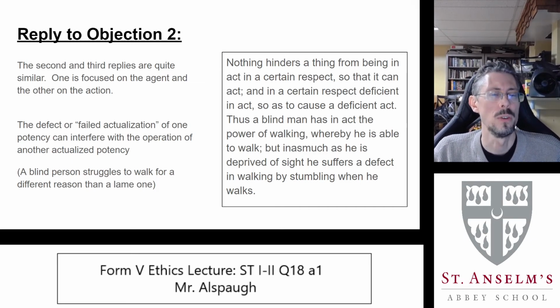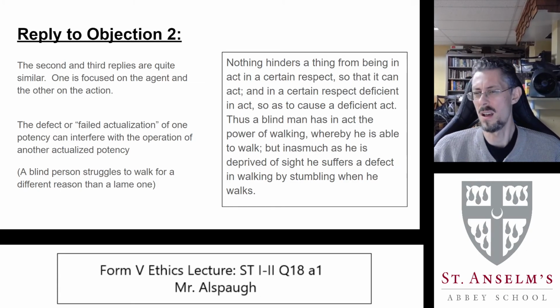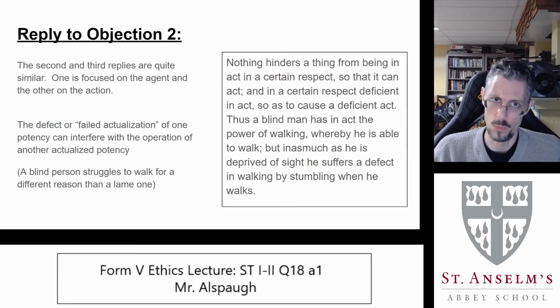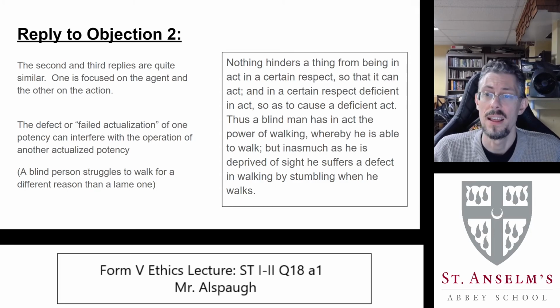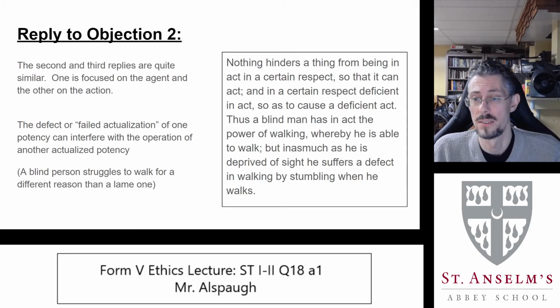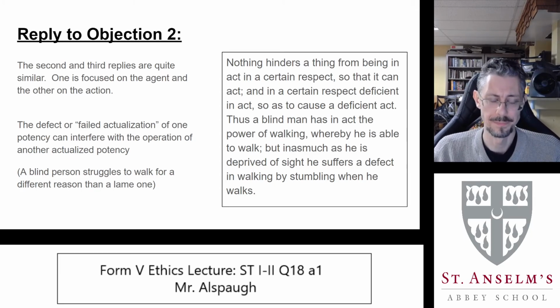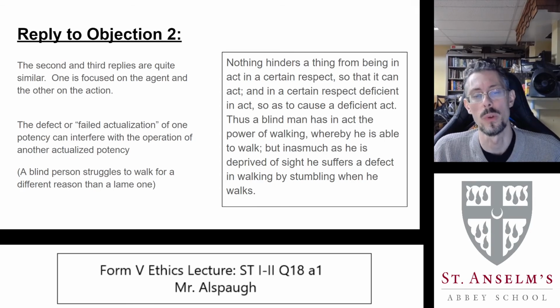Yeah, I think Aquinas could have chosen more than one way to address this. His example is slightly complicated: nothing hinders a thing from being an act in one respect, so that it can act, and in another respect deficient in act, so as to cause a deficient act. So the defect or the failed actualization of one potency can interfere with the operation of another potency that is being actualized, becoming an obstacle to its full actualization. It's a little complicated.